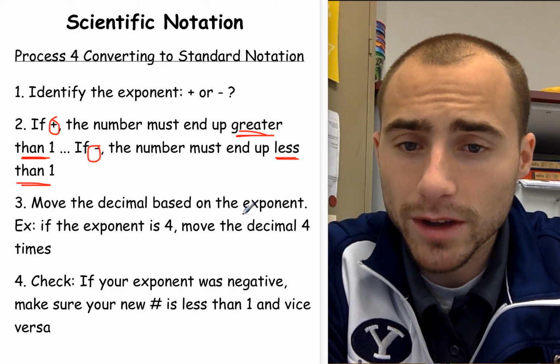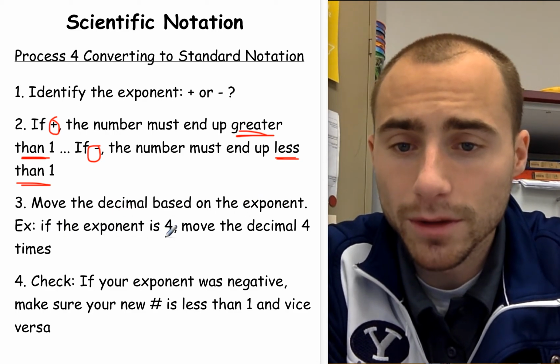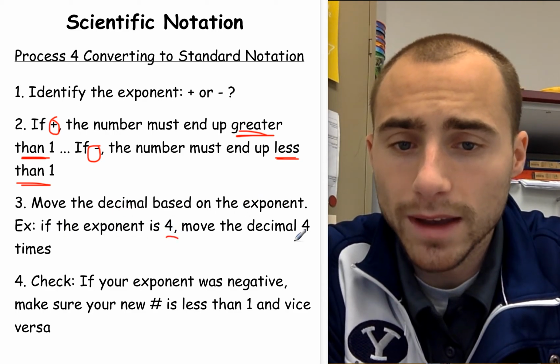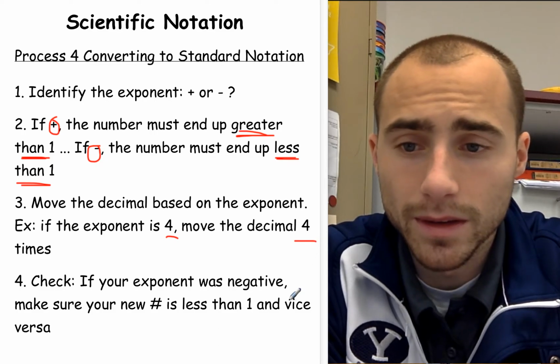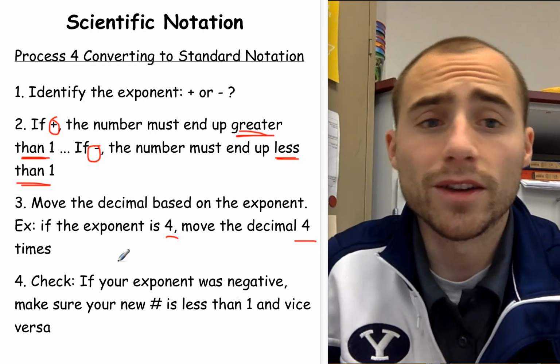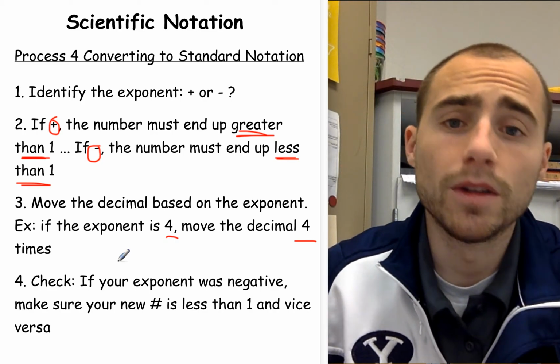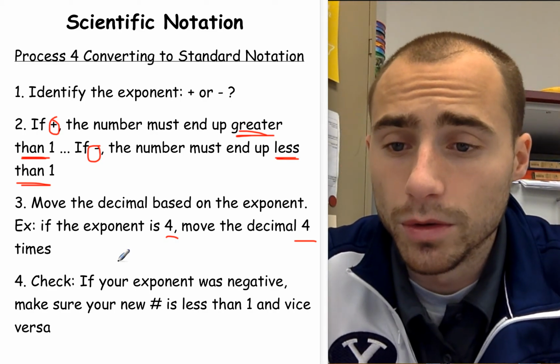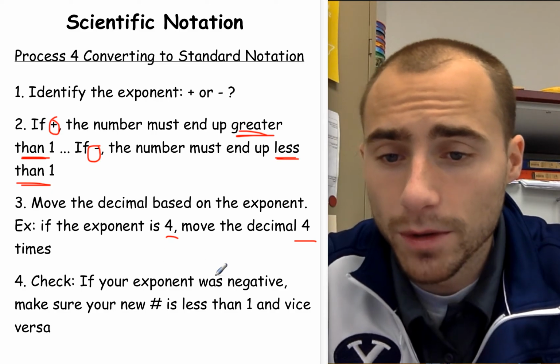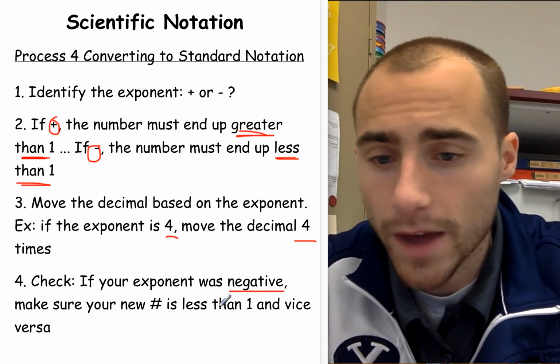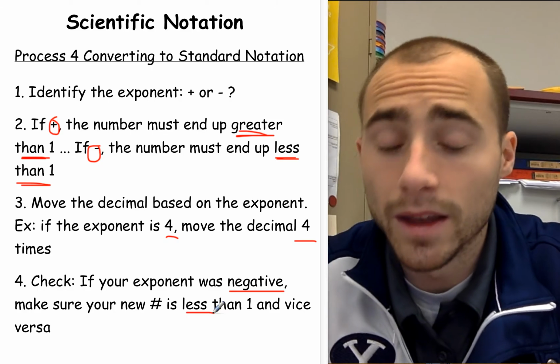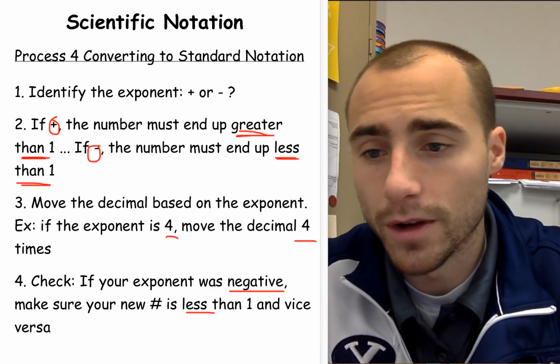Move the decimal based on the exponent. For example, if the exponent is 4, you would move the decimal 4 times. And you move it in the direction that will make it either a number bigger than 1 or a number less than 1. Then check. If your exponent was negative, make sure your final number is less than 1. And if it was positive, make sure your final number is greater than 1.